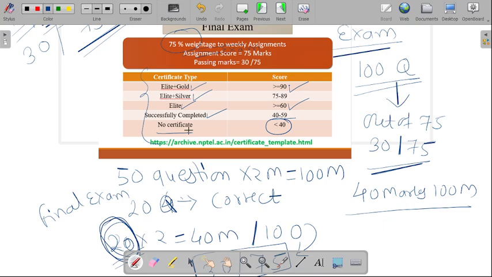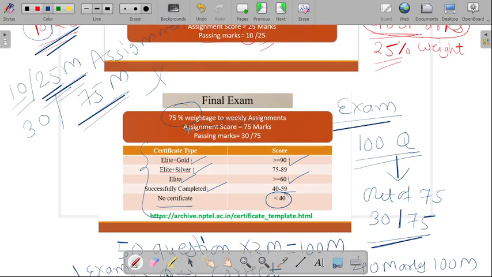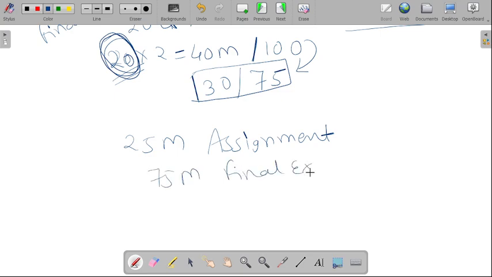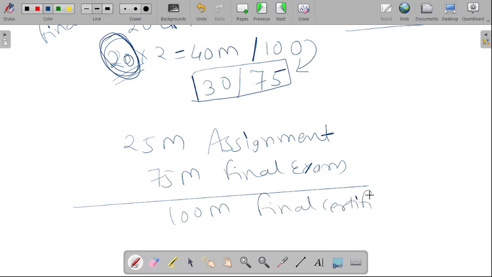So here, out of that 100 marks, your score can be calculated based on the 25 marks of your assignment and 75 marks of your final exam. That is, the 100 marks will be considered for your final certificate, and your 2 criteria will need to be satisfied. Suppose you get 10 out of 25 and 30 out of 75. Then and only then will you get the certificate, and that is called your final NPTEL exam certification.